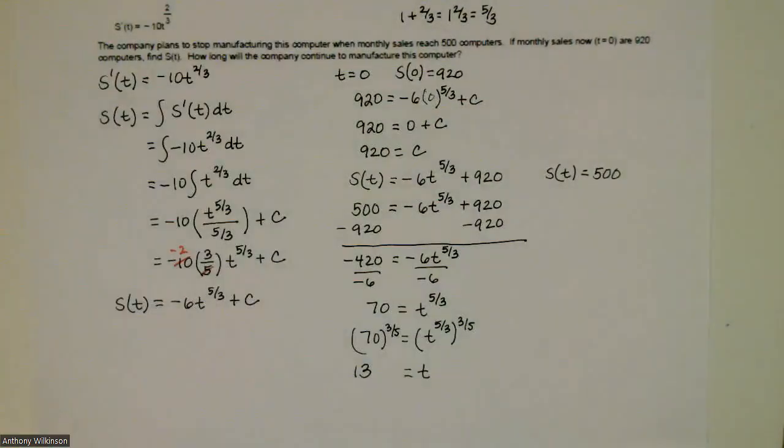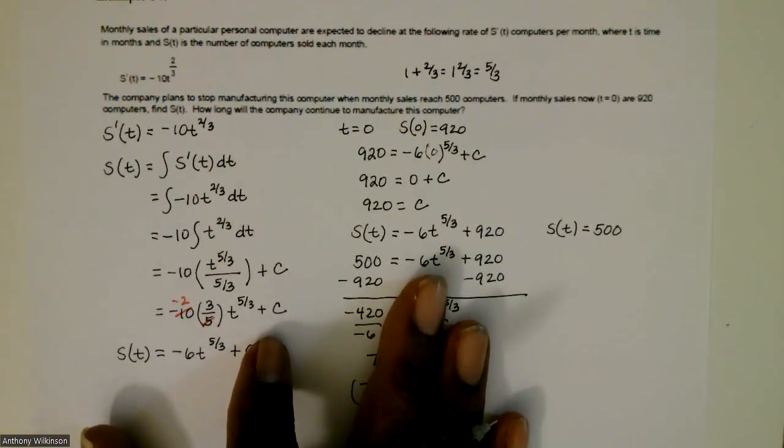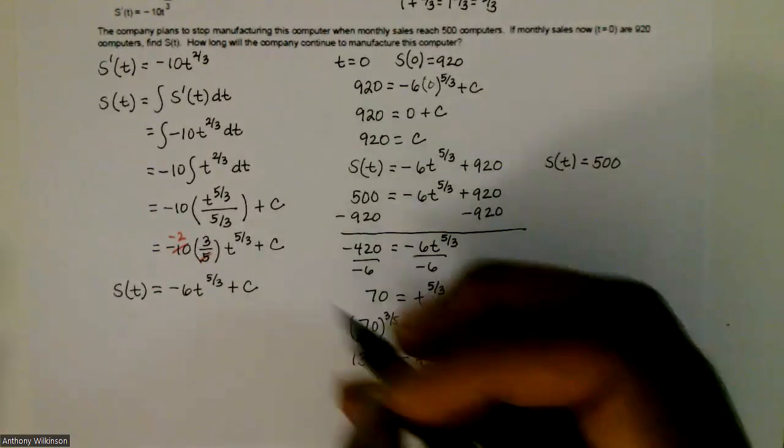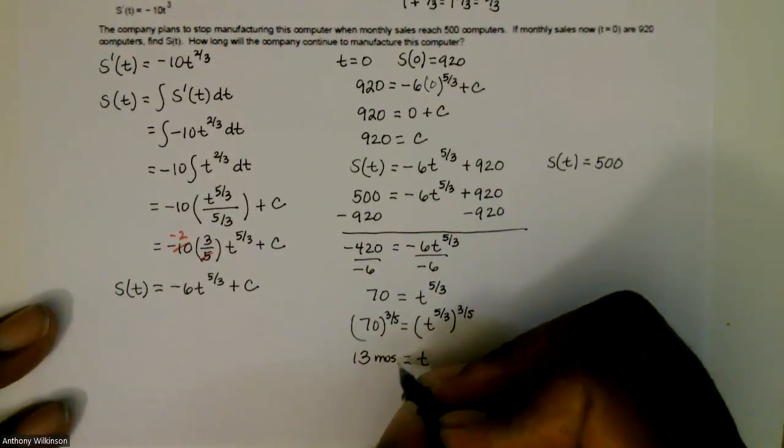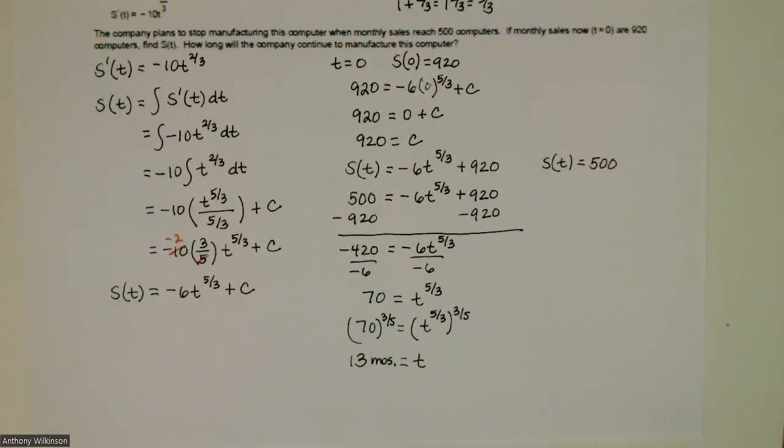And in this case here, the t represents the time, so the time is going to be in months. So if the company plans to stop manufacturing this computer when the monthly sales reach 500 computers per month, then it's going to be about 13 months that they will continue to manufacture this particular computer. So t will be equal to 13.